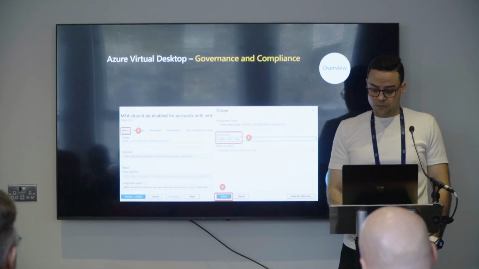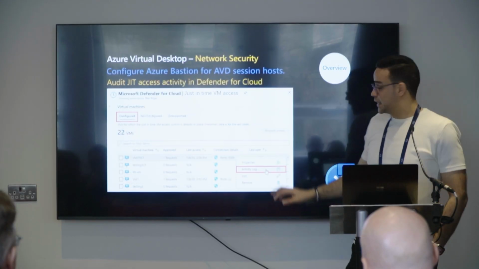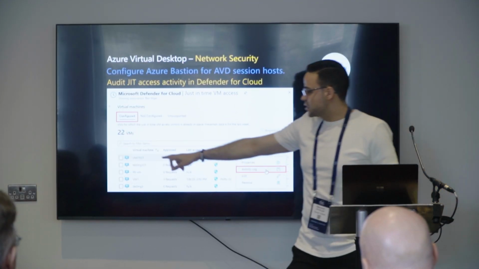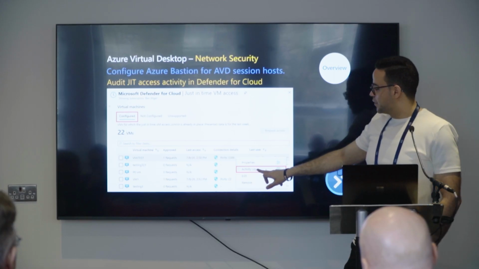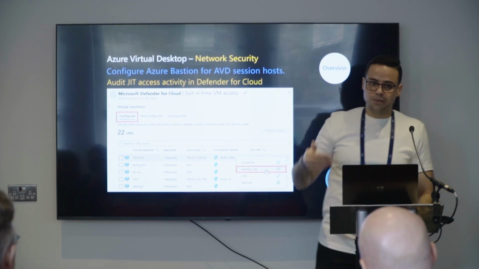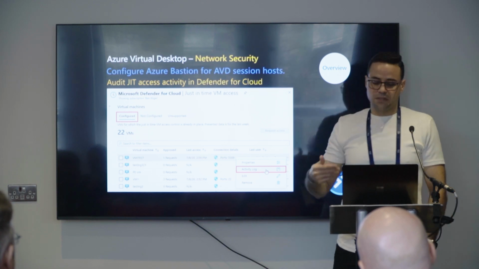If you are looking to check the activity log, you just have to get back to Defender for Cloud, just-in-time access, the VM, and then under the VM activity log, you would be able to see all the people that jumped into this VM in that time and that request.